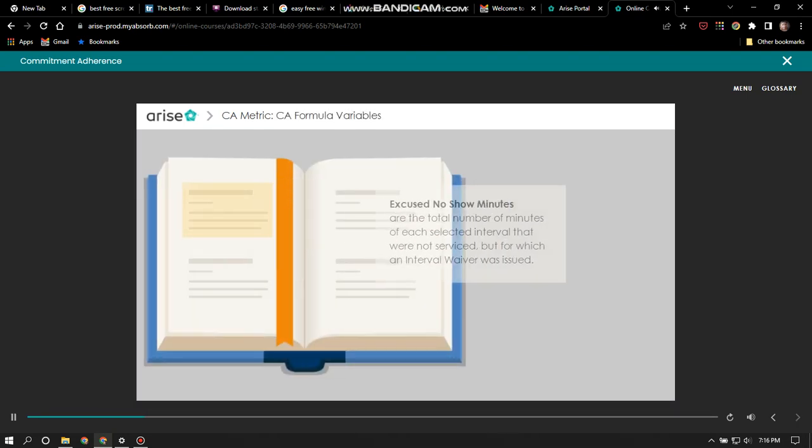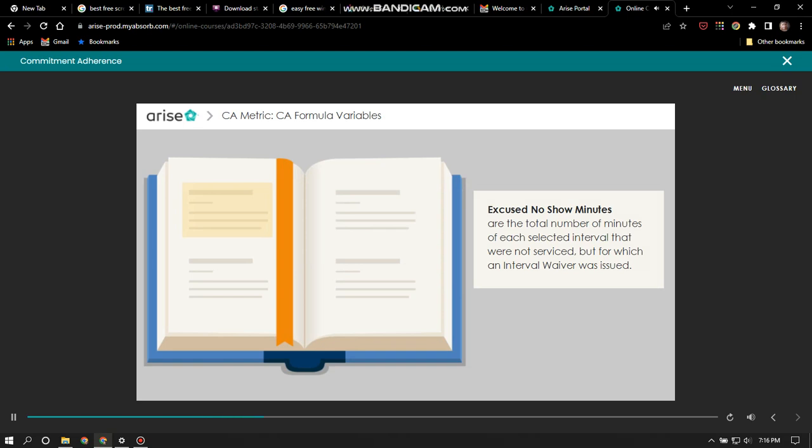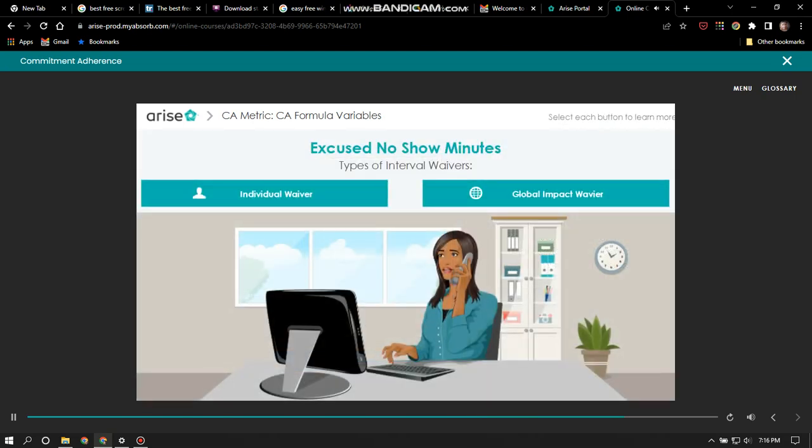Now, excused no-show minutes are the total number of minutes of each selected interval that were not serviced, but for which an interval waiver was issued. There are 2 types of waivers. Select each type to learn more.